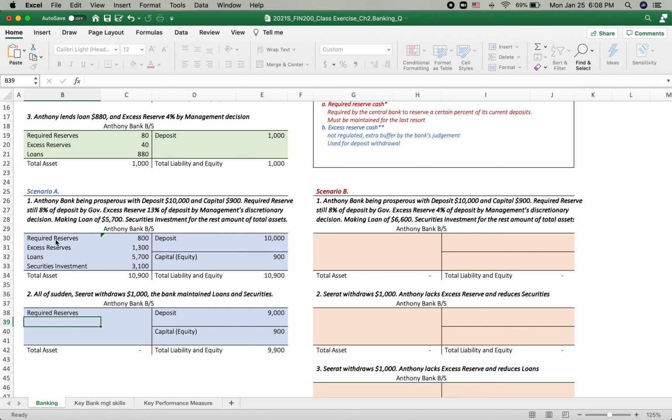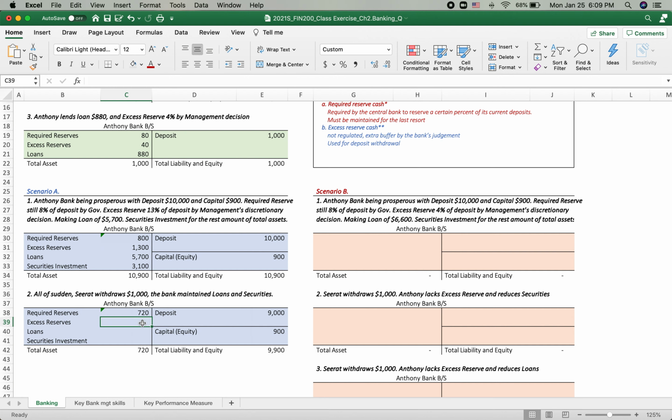Okay, the required reserve, excess reserve. I'm going to take the same names here. Then required reserve, now how much is required? 800? No, the deposit amount has now been reduced to 9,000. So we have the same percentage but a different base, the liability deposit. So 720 is the new required reserve amount, not 800. You have to keep it in mind.